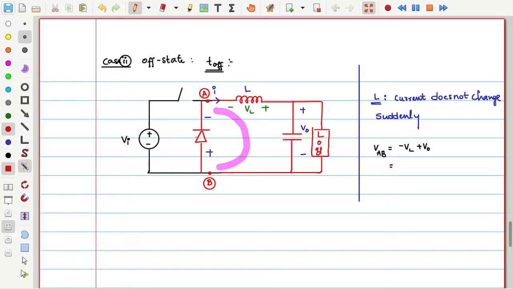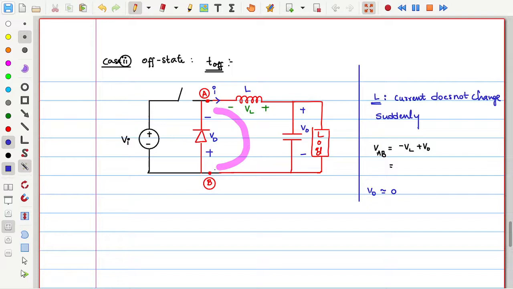When the switch is off, current is passing, which means these red color ones are the active network. This got disconnected, no current is passing through the source. There is no significant effect of the source. Okay, so now try to see how much is the output voltage under this condition? Voltage across the diode is some voltage, let me write it as VD. Usually the diode voltage drop is negligible, approximately zero. Or it may be the cut-in voltage, like 0.7 for silicon, 0.3 something for germanium, etc.